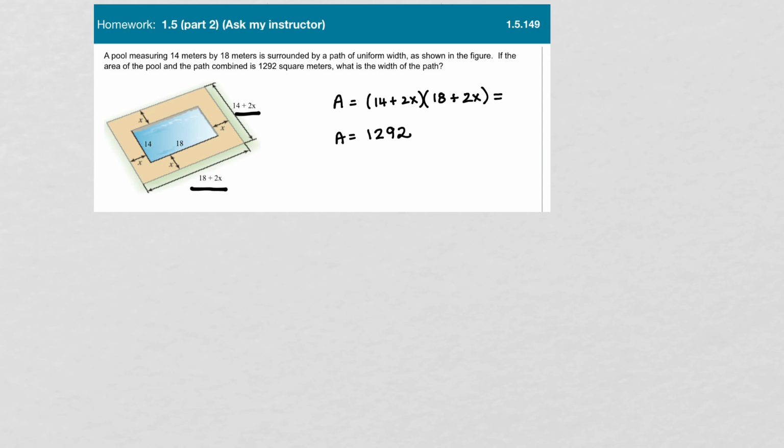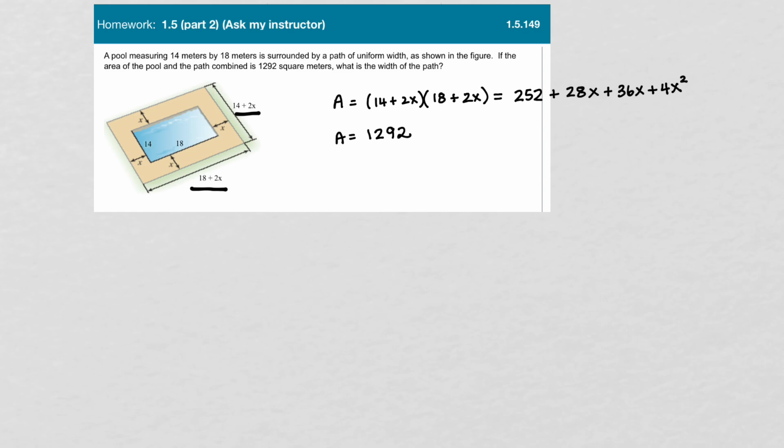So if I FOIL this 14 plus 2x times 18 plus 2x, let's see what we get. 14 times 18 is 252. The outer would be 14 times 2x, and that gives me 28x. The inner is 2x times 18, that would be a plus 36x. And then the last is 2x times 2x, which is 4x squared.